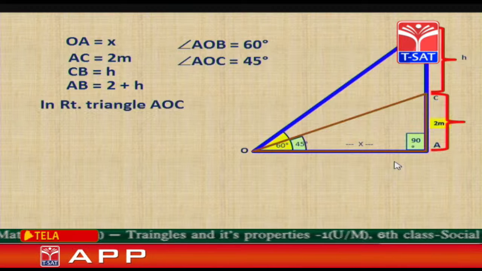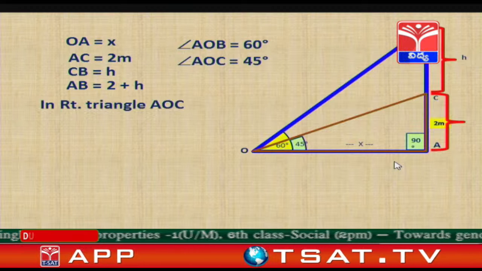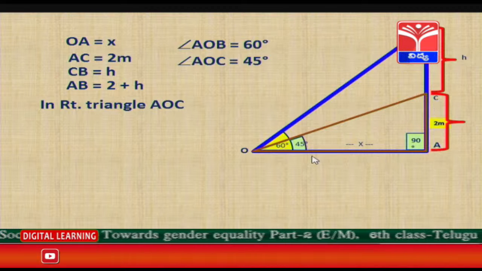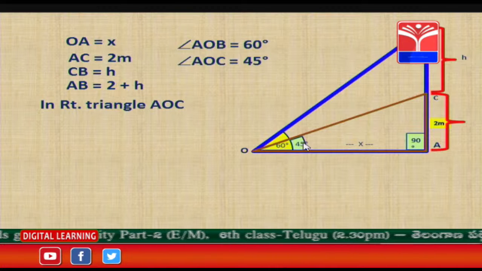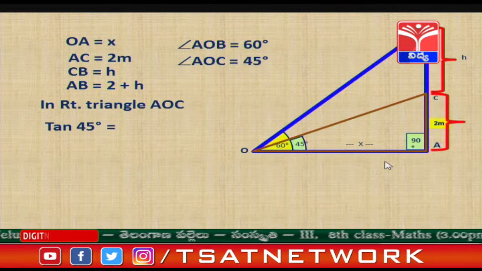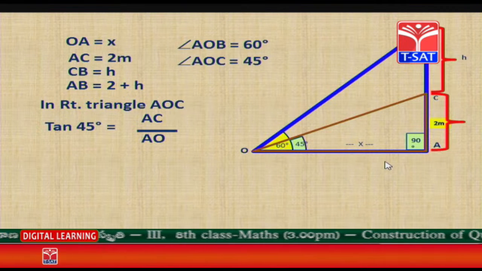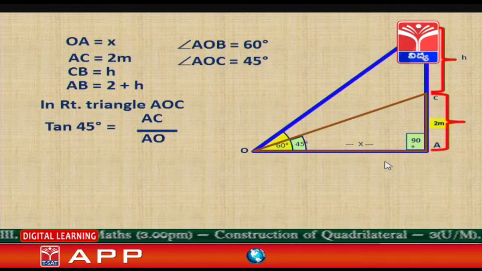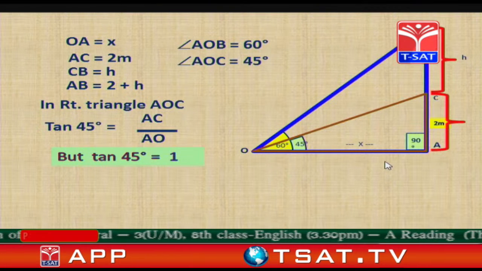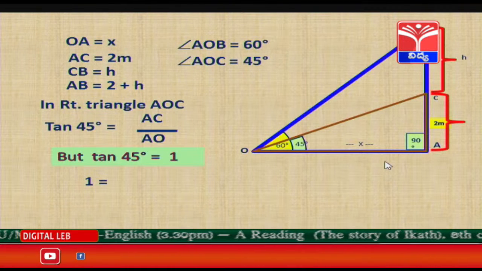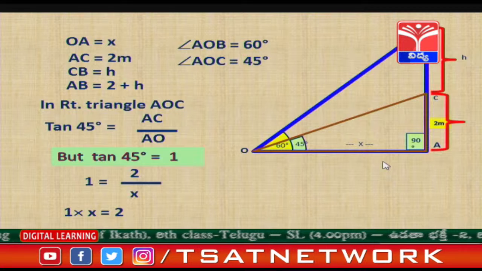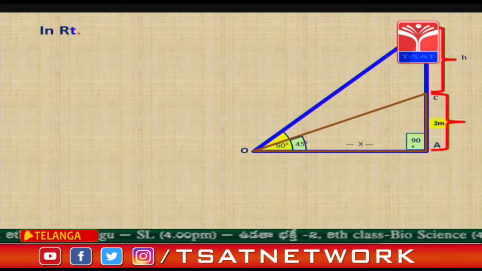Angle AOB is 60 degrees, angle AOC is 45 degrees. In right triangle AOC, I know the height, I do not know the base, but I know the angle of elevation. So, this is opposite and this is adjacent, and tan 45 degrees is equal to AC by OA. AC is 2, OA is x, and tan 45 is 1. So, 1 is equal to 2 by x, therefore x is equal to 2 meters.